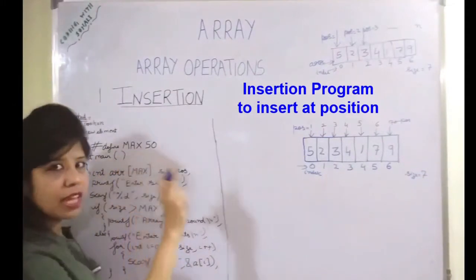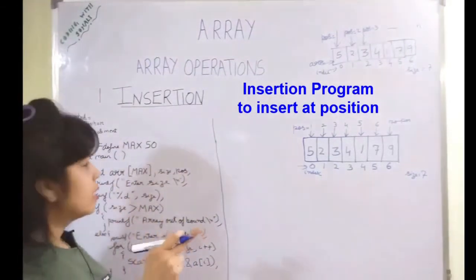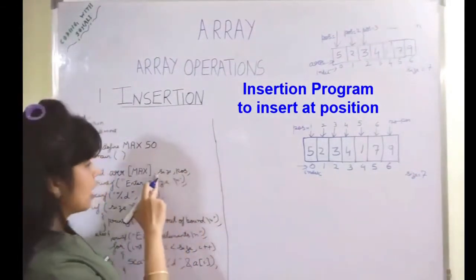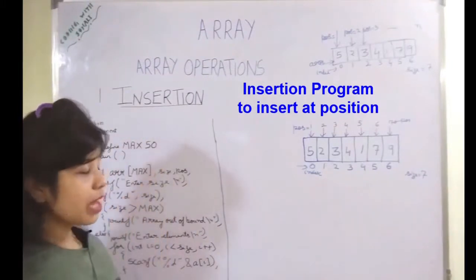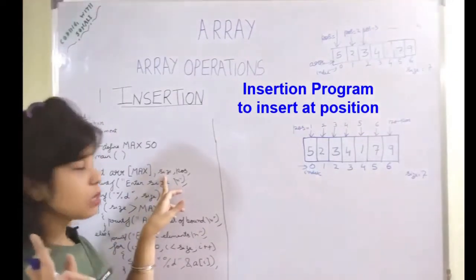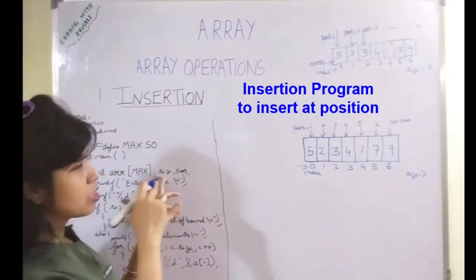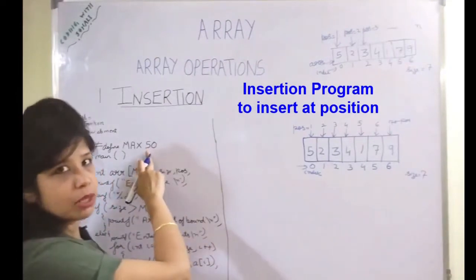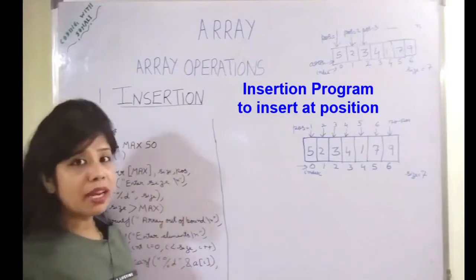So the capacity of the array is 50, but the user may want to fill only 10 elements in the array, so that is the size. So we always have to ask the user how many elements they want to fill in the array, as well as check that this number of elements is not exceeding this capacity, because in C the compiler does not check for array out of bound.